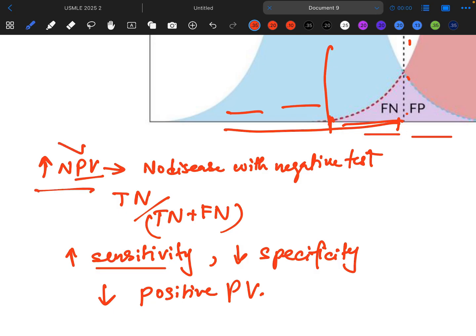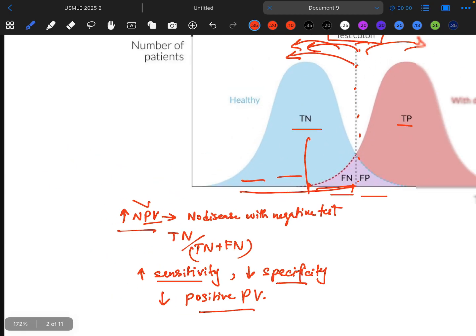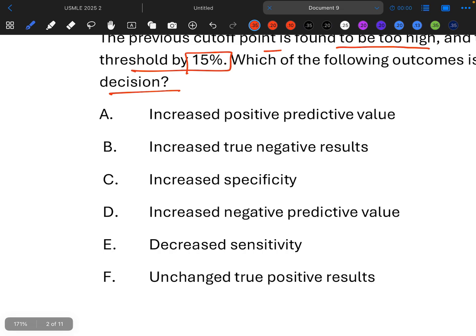Most commonly we are using these four terms. The negative predictive value will increase if you decrease the threshold. Sensitivity increases, specificity will decrease, and there will be decreasing positive predictive value. Okay, let's check the right answers. There will be an increase in positive predictive value? No, there will be a decrease in positive predictive value.